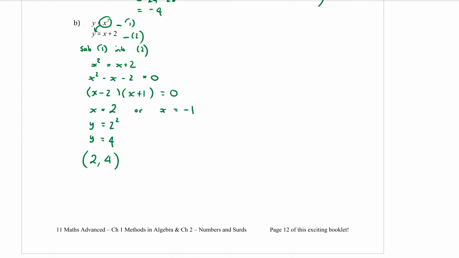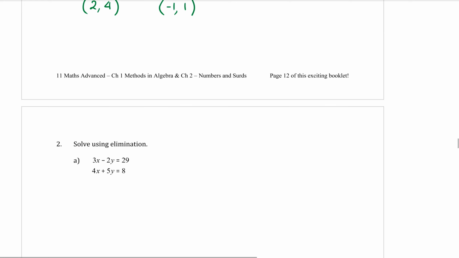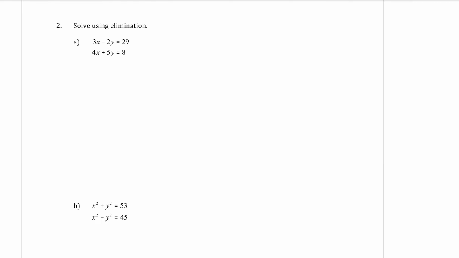Then for the second one, if x is equal to negative 1, again, subbing that into equation 1, it's x squared. Don't forget if you're squaring a negative, it's negative 1 all squared. I hope you don't need the calculator for that. But as a general rule, when you're squaring a negative, don't forget you're squaring that minus sign. Okay, so y is going to be equal to a positive 1, which gives the solution negative 1, positive 1. All right, good. Substitution method, done. Question 2 is the elimination method.